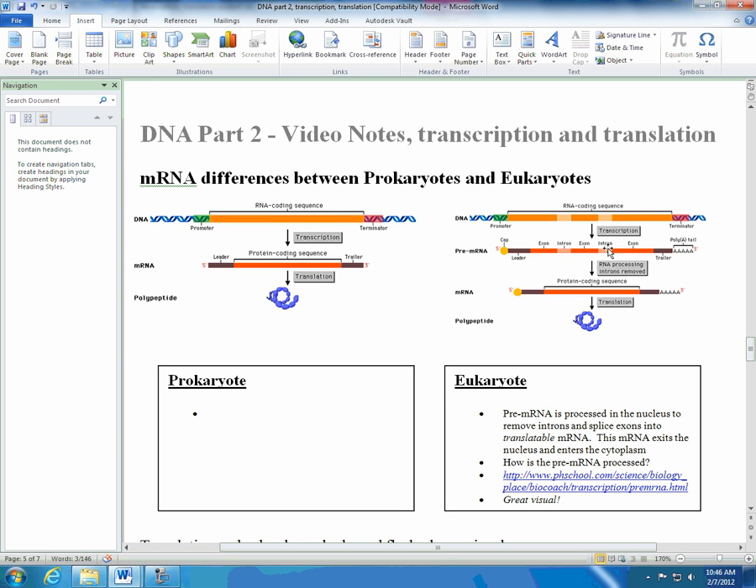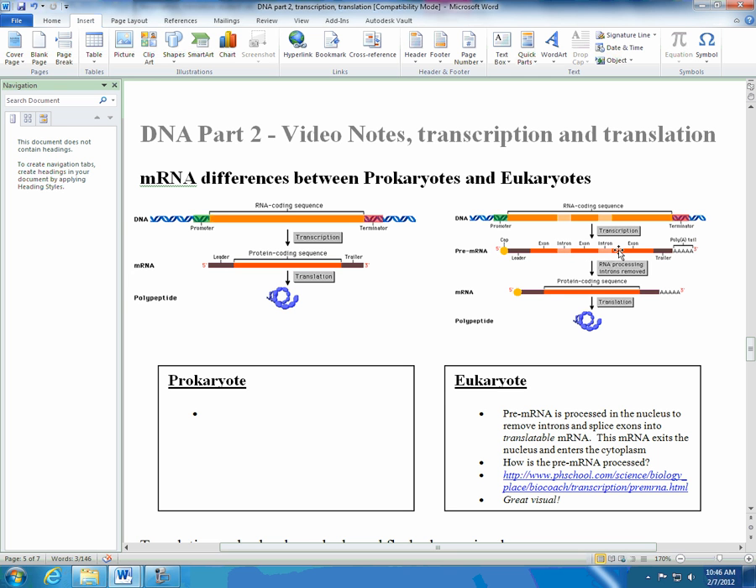And so that's why you have pre-mRNA. You have your cap, you have your poly A tail. Why is it poly? Because there are a bunch of A's on there, A being adenine. And so what happens is there's a process where you splice out the introns.